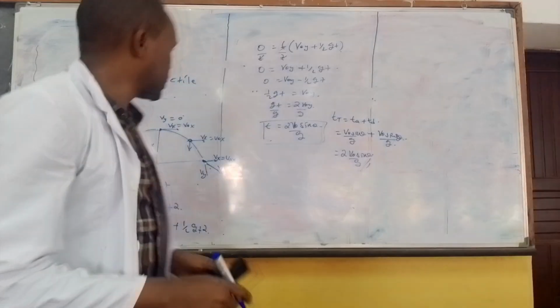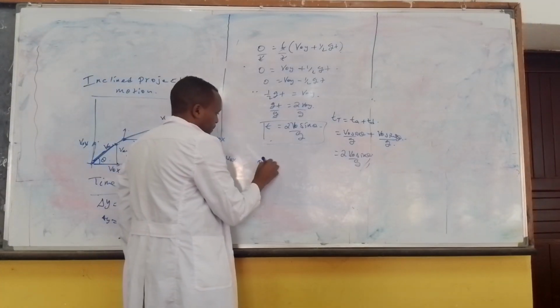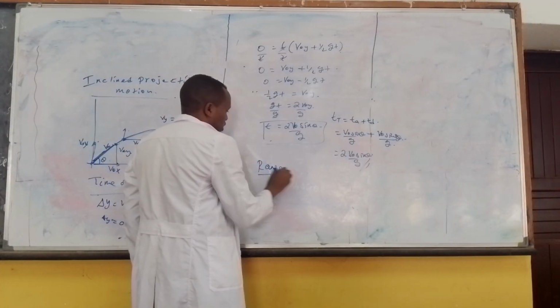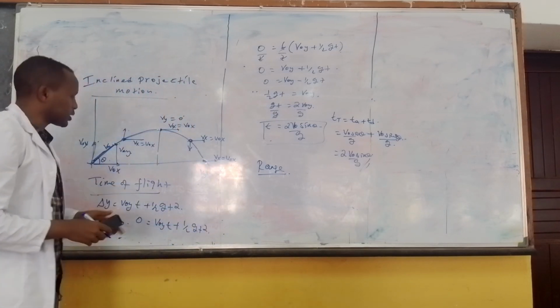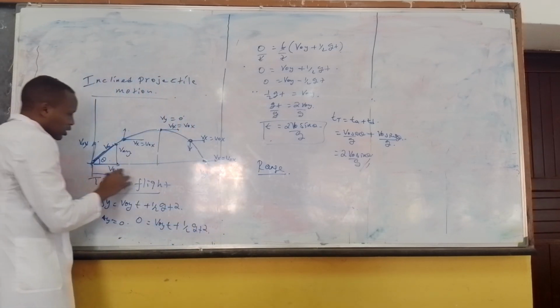Next one is range. What is range? Range is the maximum horizontal distance. Maximum horizontal distance is called range.